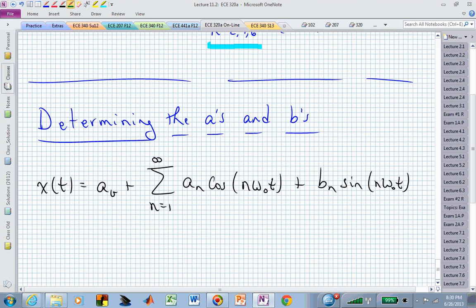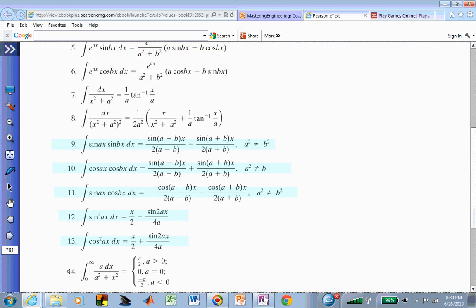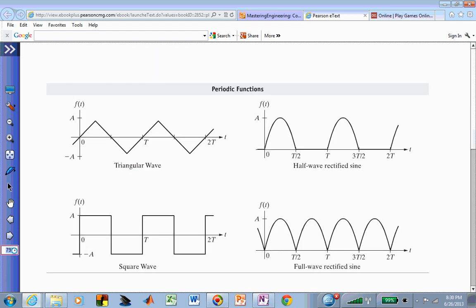So let's now look into determining the A's and the B's. Well, did I show you the inside back cover? Let me just go ahead and go there. Hopefully I can find the page number. That's 797, I believe.